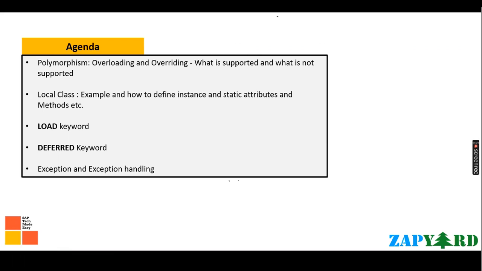We are also going to see an example of a local class, how we can create it, how we can use it, how we can define instance and static attributes, right? All those things, instance method, static method, how we can redefine the instance method in the local class. Whatever we have seen in the global class, all those things we are going to see inside the local class as well.